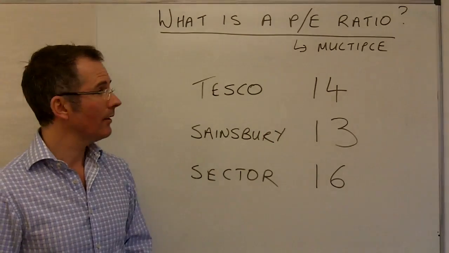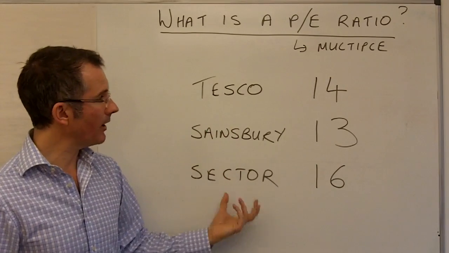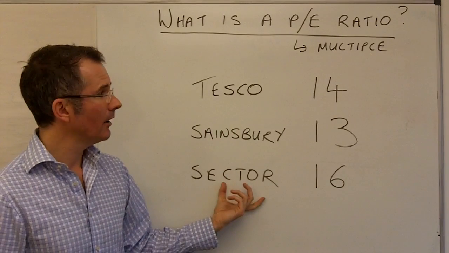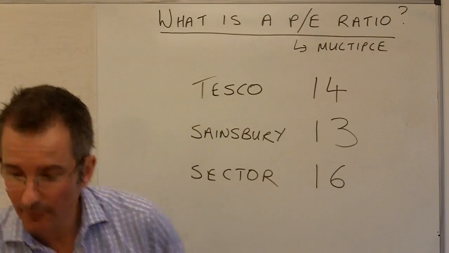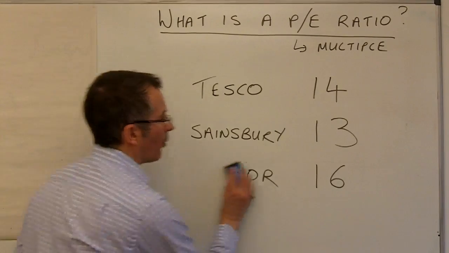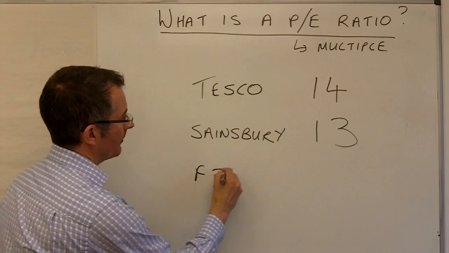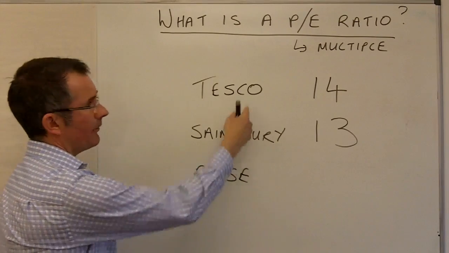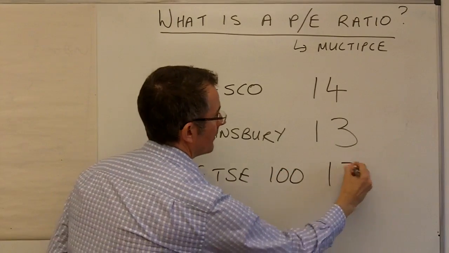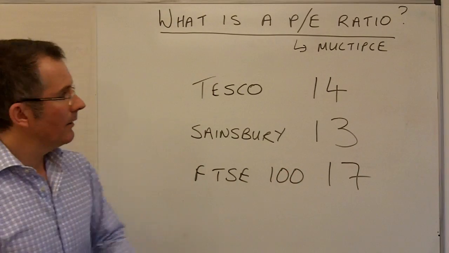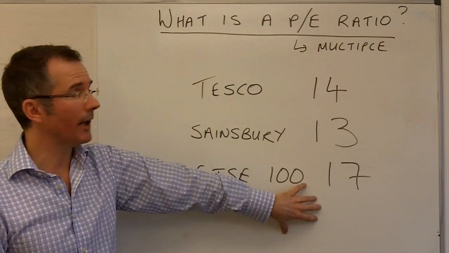I could go further though. These are listed FTSE 100 companies. So maybe what I want to do is say, well, okay, they look cheap in relation to the sector, but am I even looking in the right part of the market for cheap shares? So perhaps what I should do is just take a look at the wider market. So I could look up the FTSE 100. These companies are both members of that club, the top 100 companies in the UK, and yeah, these are looking cheap relative to the rest of the market.